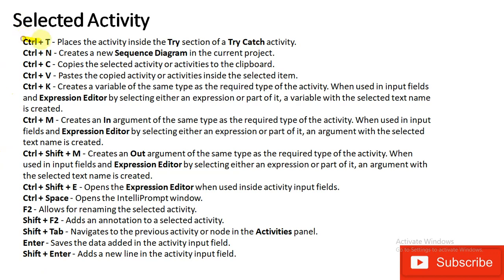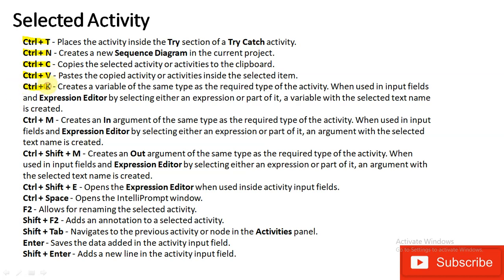Control plus T places the activity inside the try section of your try catch activity. Control plus N creates a new sequence diagram in the current project. Control plus C copies the selected activity or activities to the clipboard. Control plus V pastes the copied activity or activities inside the selected items.